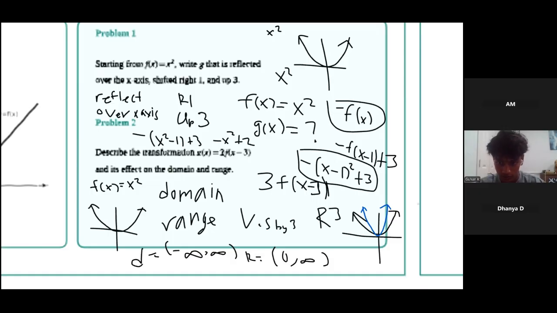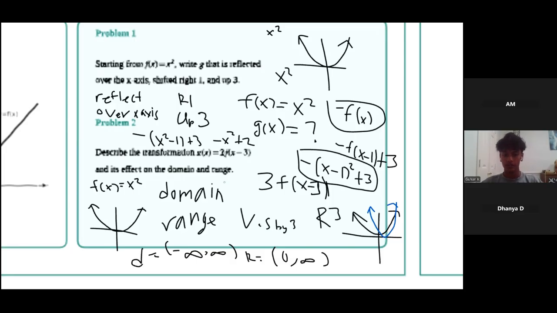So it actually becomes a graph like this. So again, it's sharper, but the range doesn't change from this. The vertex point only shifted right. So the domain is still negative infinity to infinity, and the range is still 0 to infinity. So this has no effect on the range.